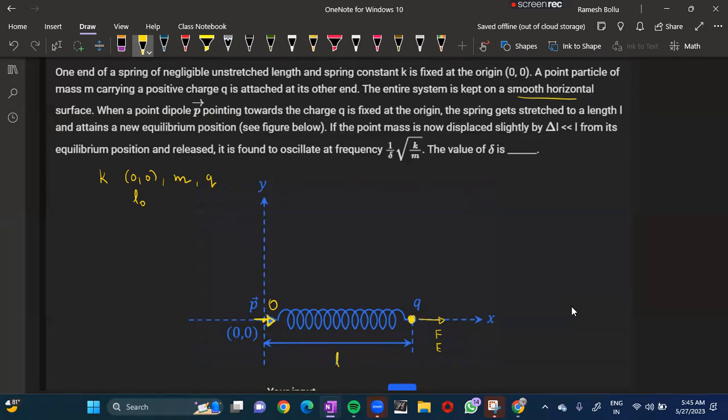Am I clear, all of you? But still they are in the equilibrium only, na? Still they are in the equilibrium in the sense.